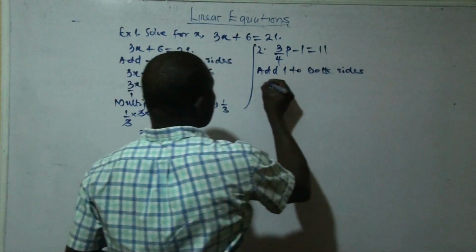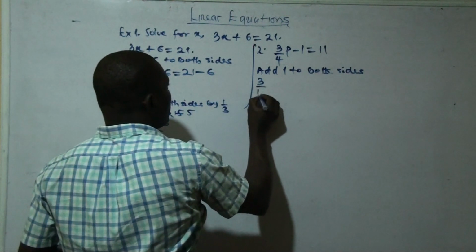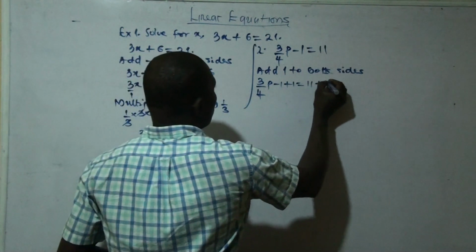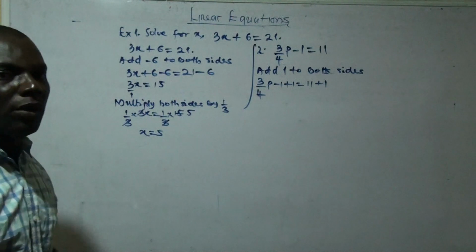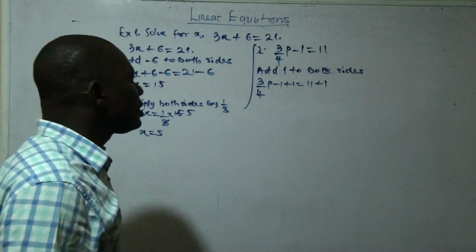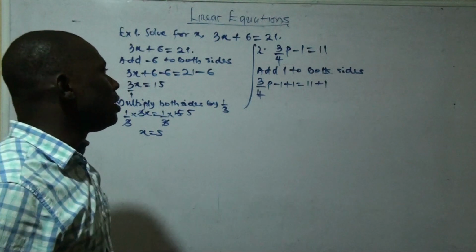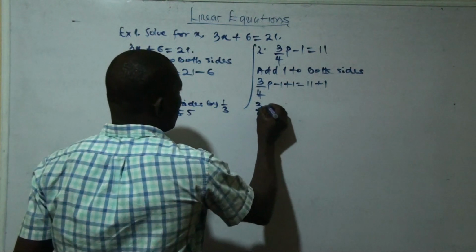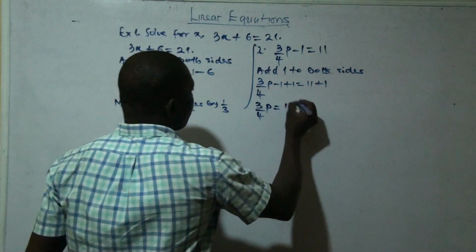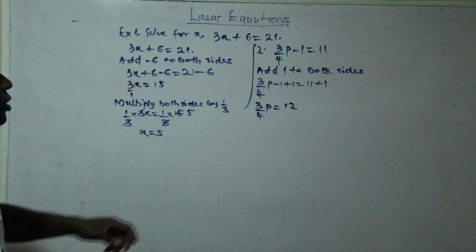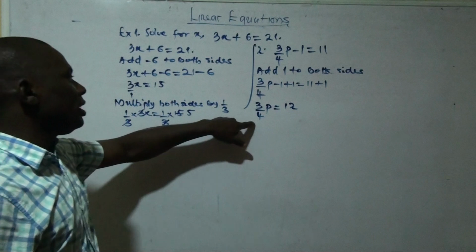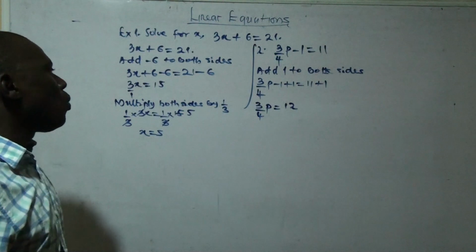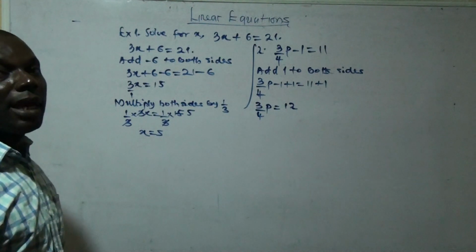So here we have 3 over 4 p minus 1 plus 1 is equal to 11 plus 1. Having done that, you see that this minus 1 is completely gotten rid of. So this becomes 3 over 4 p equals 12. Now, assuming we use the other process, dividing both sides by this is going to give us a very long process. But with the help of the multiplicative inverse, we will be able to do this without making a mistake.